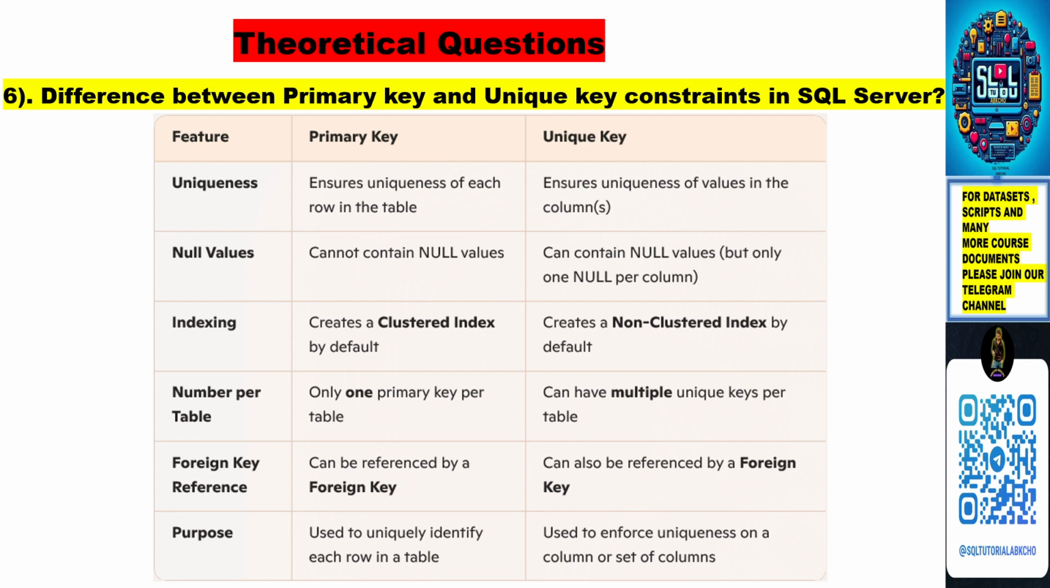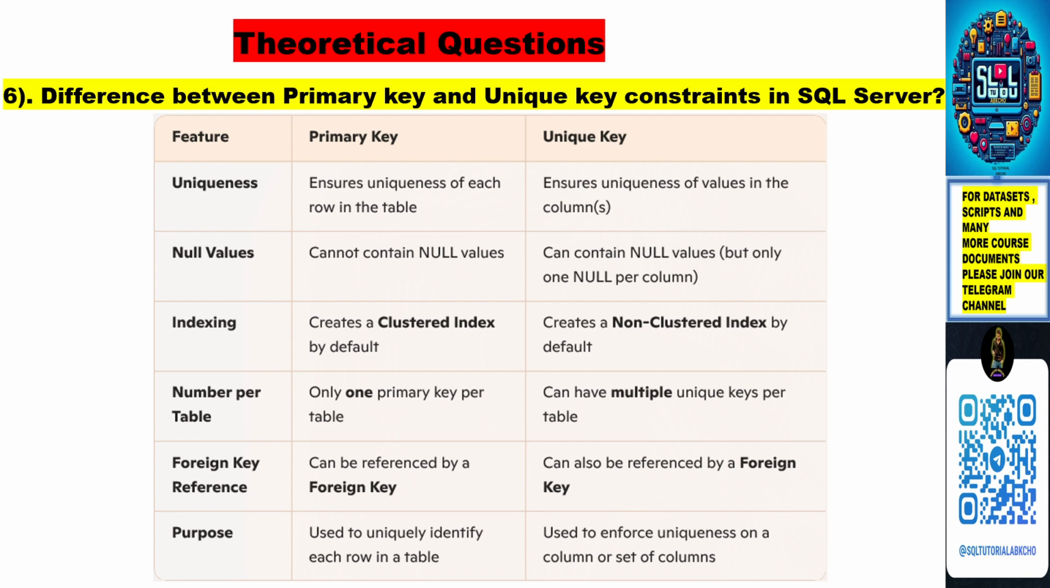Okay. Now number per table. So primary key, only one primary key per table is allowed, whereas you can have multiple unique keys per table. Okay. Now foreign key reference. So a primary key can be referenced by a foreign key, whereas a unique key can also be referenced by a foreign key. So here both are the same.